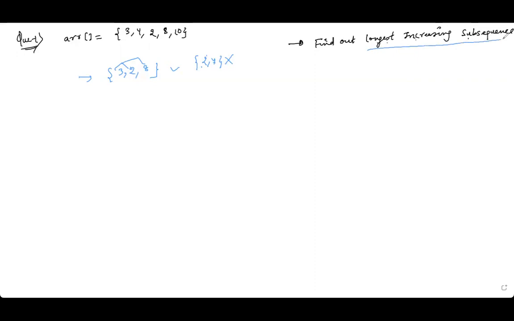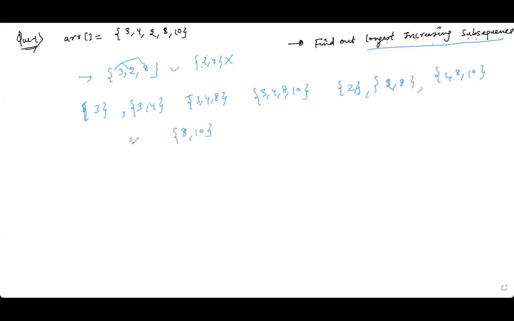Next thing is we have to find the longest increasing subsequence. Increasing subsequence means whatever subsequence we write, the numbers in that subsequence must be in increasing order. Correct? There are different possible subsequences here. 3 is one of the subsequences. 3, 4 is one of the subsequences which is increasing, right? Then we can take 3, 4, 8. This is also a subsequence. We can take 3, 4, 8 and 10. Similarly, there are 3, 2 and 8, something like 2, 8, 10. And there are many more. Let's say 8, 10. This is one of the subsequences. Let's say 8. Let's say 10. And there are many.